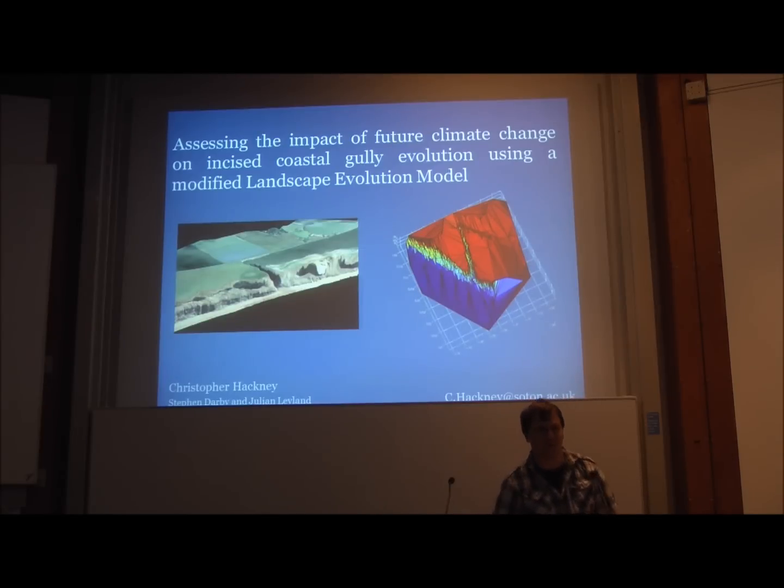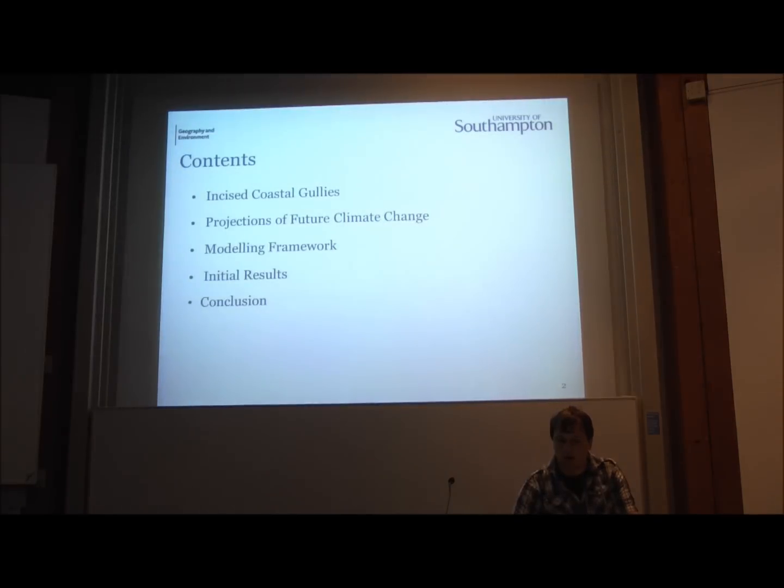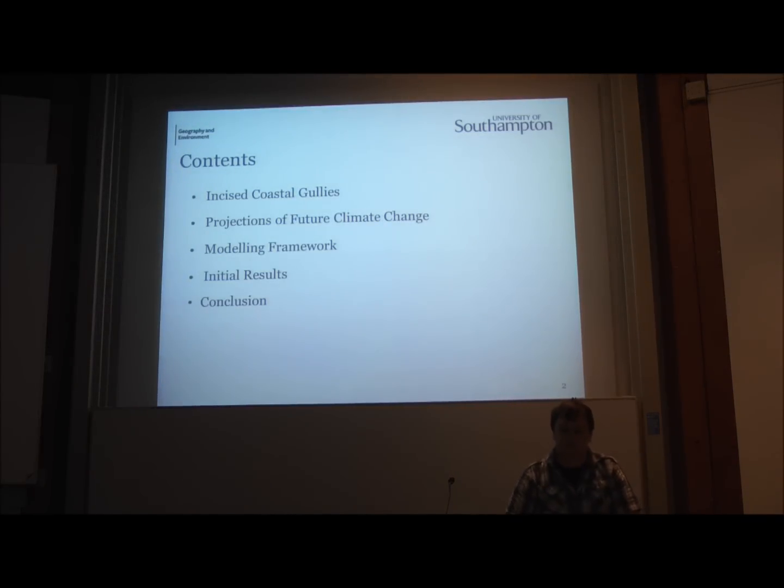I'm rounding off the three ESD postgrad presentations here, looking at the effects of climate change and sea level rise on the geomorphic response of coastal gullies. I'm going to give a brief outline of what these incised coastal gullies actually are and why they're so sensitive to climate change. Then a brief look at some general projections of climate change for southern England, South UK, and some more focused projections for my study site, before going into how that all files into the modelling that I've been doing, and then some initial results. They are very initial. I got them Monday, so very initial.